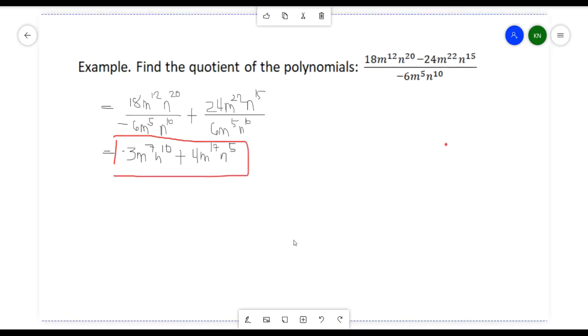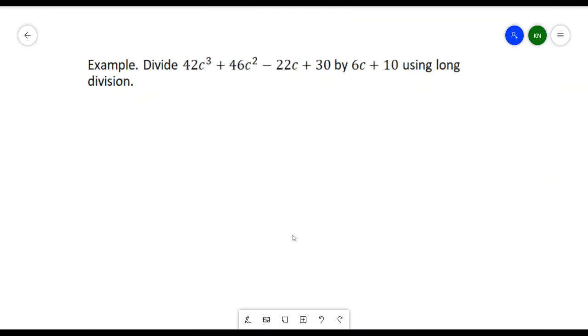So we have another example still under the division of polynomials, but in this case, we will be using a different process in solving the polynomials. Earlier, we used the laws of exponents in solving the division of polynomials. In this case, we'll be using long division to find the quotient of our polynomials. So we have here the example: divide 42c cubed plus 46c squared minus 22c plus 30 by 6c plus 10 using long division.